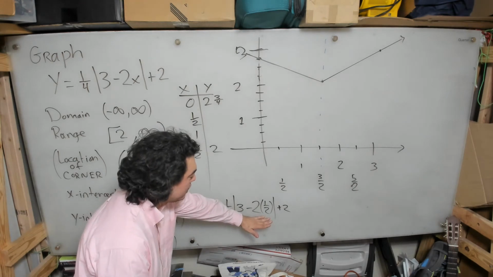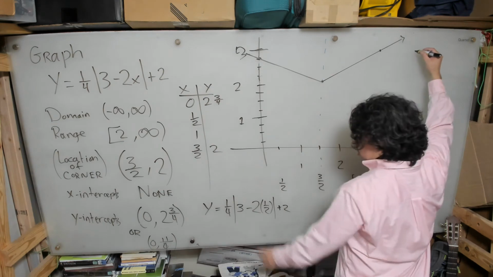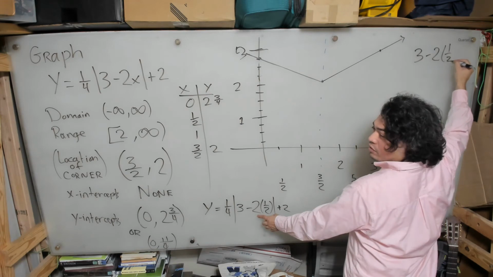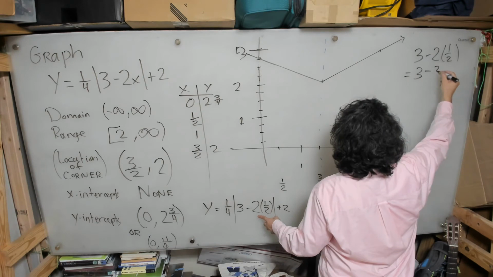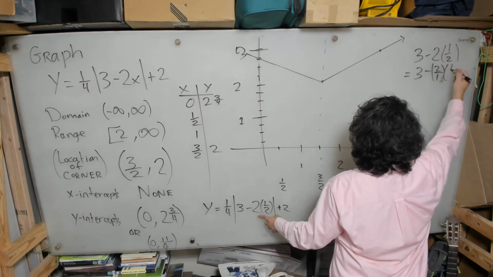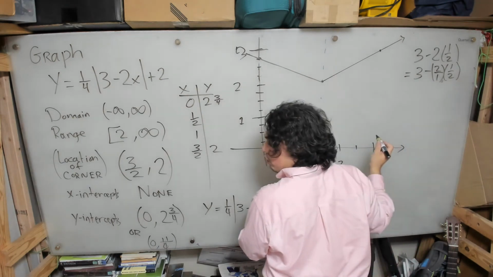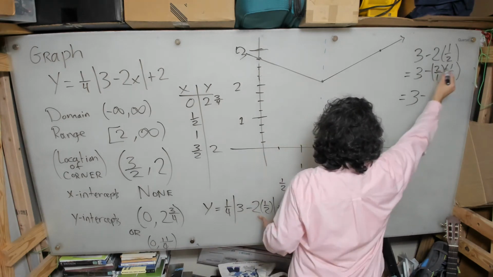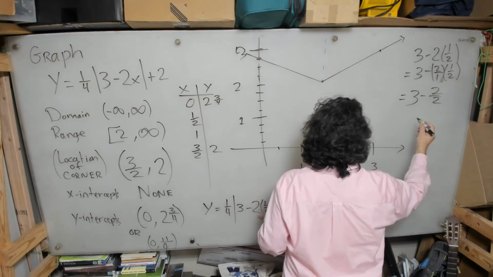First of all, I'm going to calculate this inside. So 3 minus 2 times 1/2 is the same as 3 minus 2 over 1 times 1/2. Because we can write any whole number as a fraction by setting it as the numerator and 1 as the denominator. Now, what's the product of those two fractions? That's going to be 3 minus 2 times 1 is 2, 1 times 2 is 2. So that's 3 minus 2 over 2.